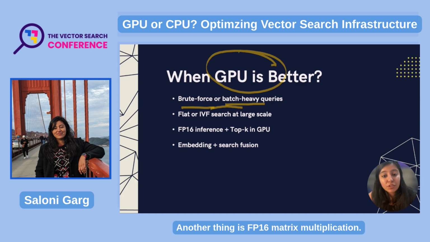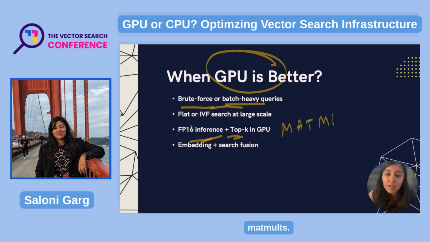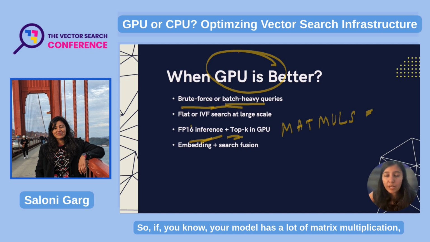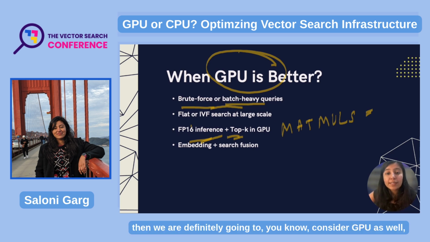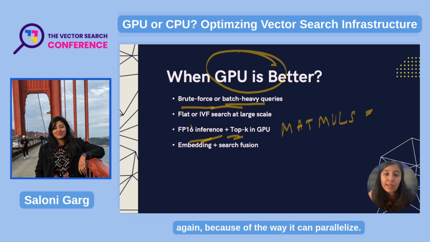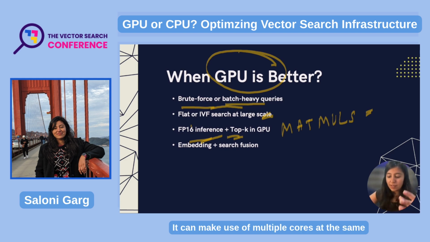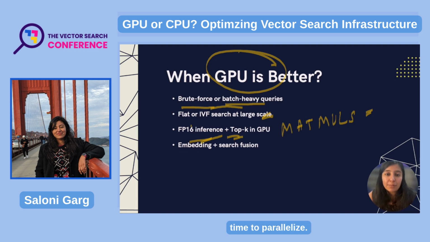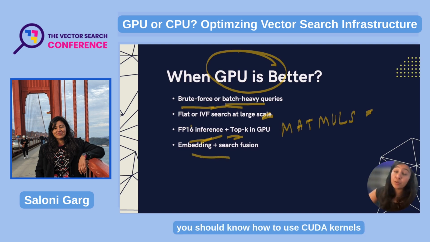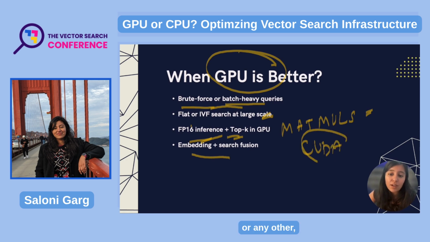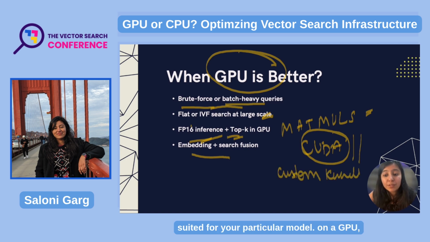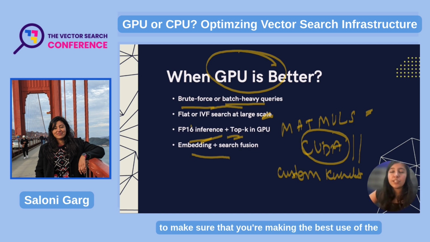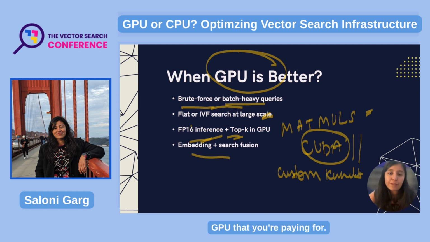Another thing is FP16 matrix multiplication. This is one of the things in which GPUs really shine, matmuls. If your model has a lot of matrix multiplication, FP16 multiplications, or large batch ANN queries, then we are definitely going to consider GPU, again because of the way it can make use of multiple cores at the same time to parallelize. But you should know how to use CUDA kernels, or how to write custom kernels, to make inference better suited for your particular model on a GPU, to make sure that you're making the best use of the GPU that you're paying for.